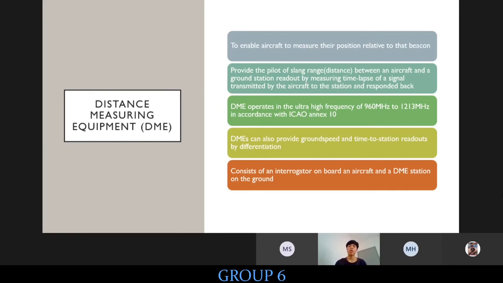DME operates in the ultra high frequency of 960 MHz to 1213 MHz in accordance with ICAO Annex 10. DME can also provide ground speed and time to station readouts by differentiation. DME consists of an interrogator on board an aircraft and a DME station on the ground.